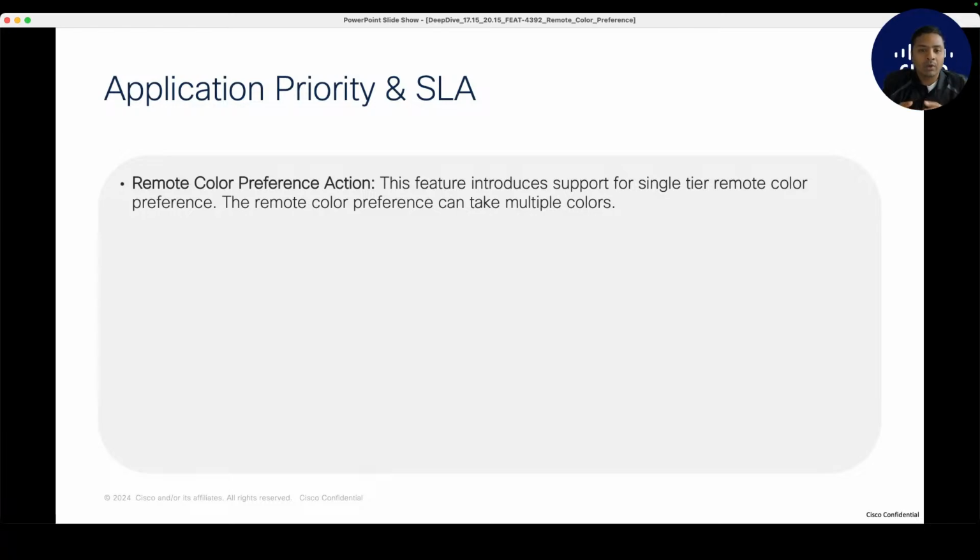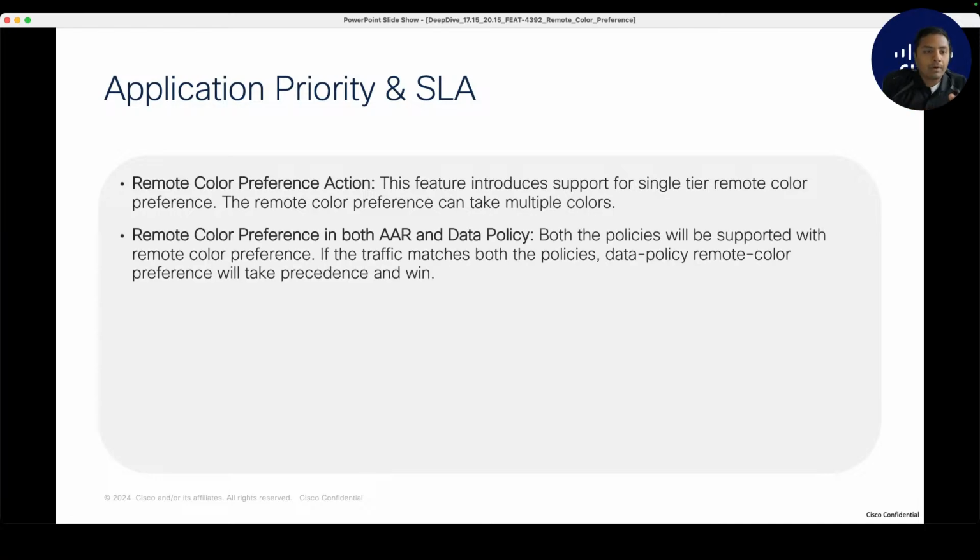We are also looking for inputs. If you have a use case or a business case, reach out to us. We can always try to get more information, whether you require more capabilities than the single tier preference that we support today for remote color. We support it in both application aware routing policy and data policy. So let's say you have the same colors, like MPLS and custom one, in application aware routing policy and in data policy. Then data policy will take precedence, and it will choose the data policy.